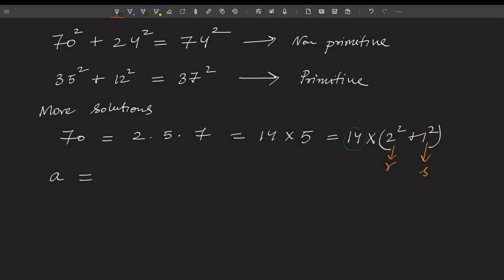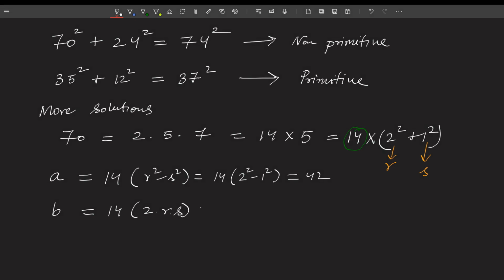So we are in the case of non-primitive Pythagorean triplets. Now, what will our first perpendicular side be? A will be equal to 14 times r squared minus s squared. This is equal to 14 times 2 squared minus 1 squared, which is 14 times 3, equal to 42. B will be 14 times twice rs. This is equal to 14 times 2 times 2 times 1, which is 14 times 4, equal to 56.